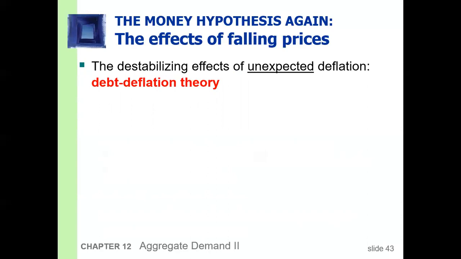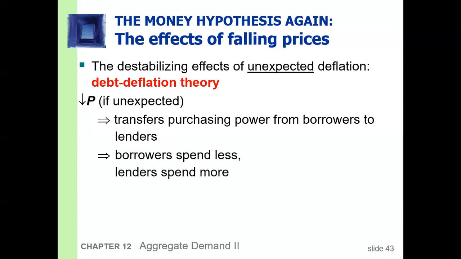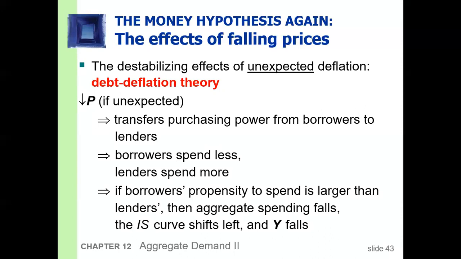The destabilizing effects of unexpected deflation. We also have the debt-deflation theory: as prices decrease unexpectedly, this transfers purchasing power from borrowers to lenders. So borrowers spend less, lenders spend more. If the borrowers' propensity to spend is larger than lenders', then aggregate spending falls, the IS curve shifts to the left, and income and output will fall.